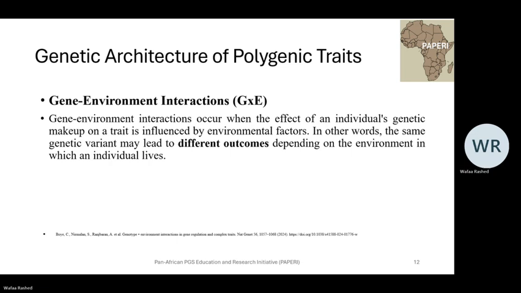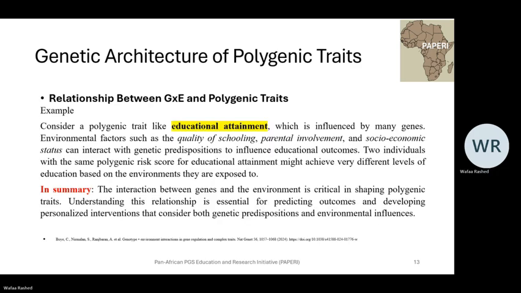Again, another interaction, gene-environment interaction, occurs when the effect of an individual's genetic makeup on a trait is influenced by environmental factors. In other words, the same genetic variant may lead to different outcomes depending on the environment surrounding the individual in his or her life. So what is the relation between gene-environment interaction and polygenic traits, and how is it related to the genetic architecture of polygenic traits?